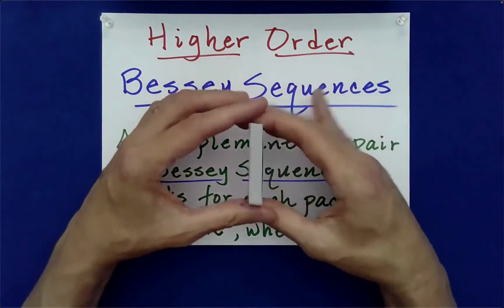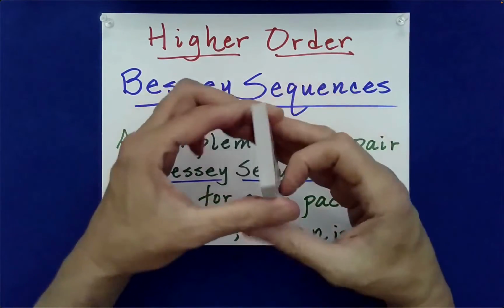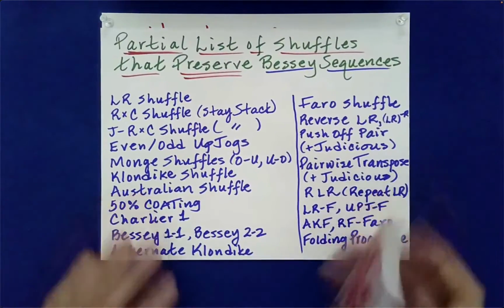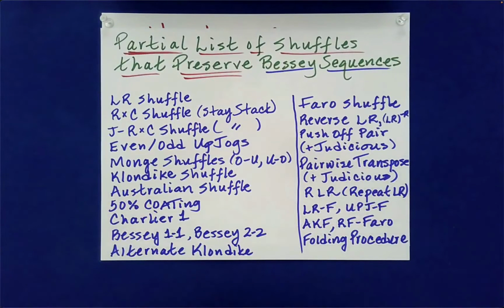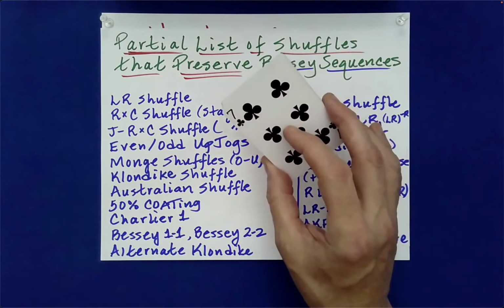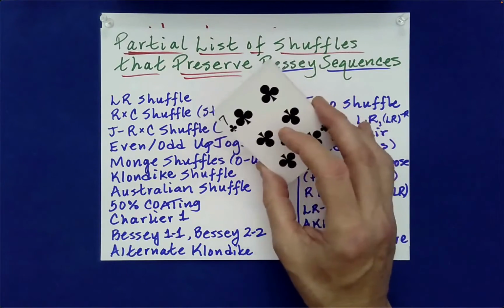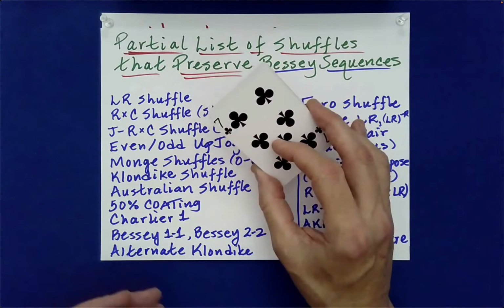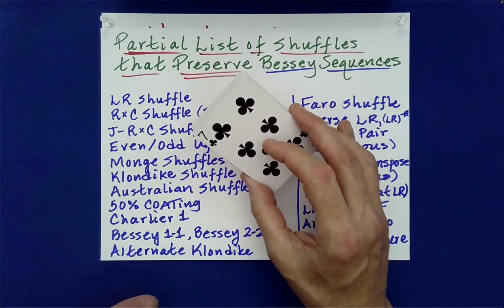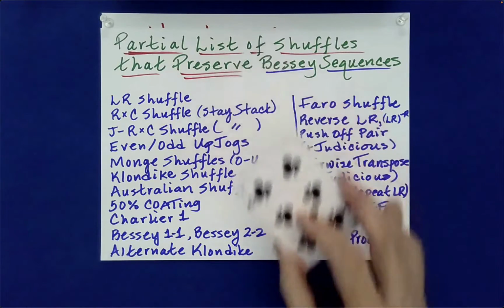Being a Bessey sequence, what that will mean, as we'll see moving forward, is that any of the shuffles that we used in this series where we've been working with Bessey sequences of length 8 will preserve this structure or possibly convert it to its inversion. Inversion just means the zeros and ones get switched. Or if we're focused on red and black cards, the red and black cards switch places. That's what the inversion is, okay?